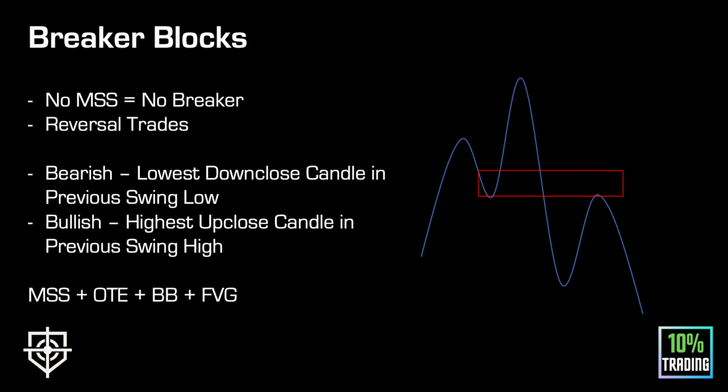If it is a bearish breaker block, the description for the breaker block is the lowest down close candle in the previous swing low. And if we come over to the example, what does that mean? We have high, low, high, low. In the previous swing low, which is this low, the lowest down close candle over here is the breaker block.